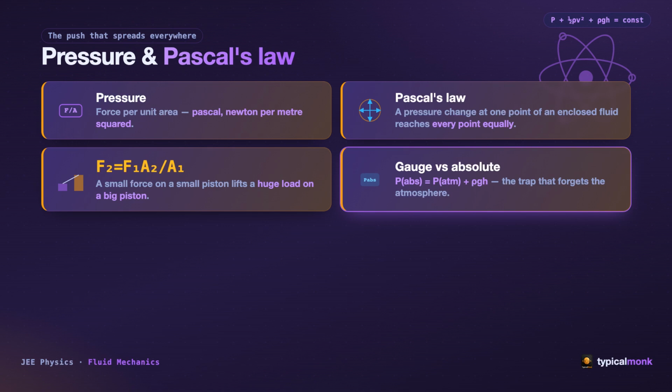Absolute pressure equals atmospheric pressure plus the fluid's own rho g h. Most students quietly forget the atmosphere and lose the mark.